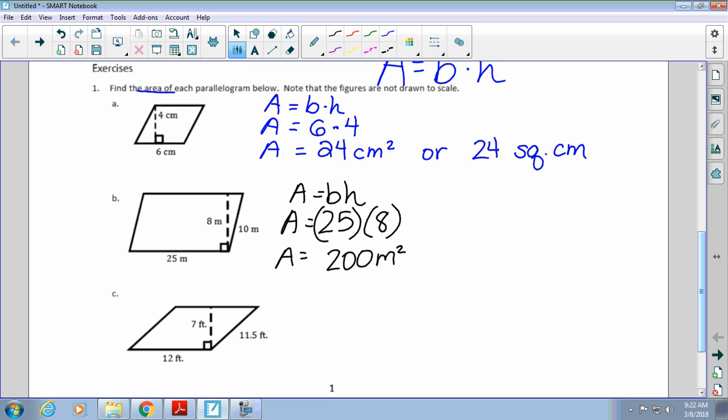Meters squared, very good, because we're multiplying meters times meters, so that's going to give us a square unit. All right, meters squared, or squared meters. Okay, any questions so far?